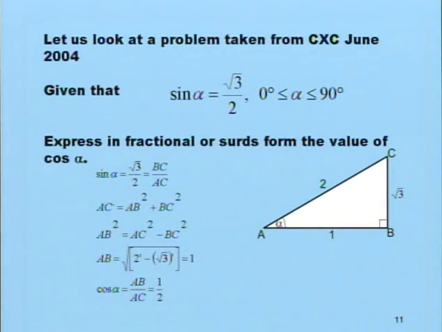So the side opposite alpha would be root 3. The hypotenuse would be 2. Applying Pythagoras, we will get AB as 1, and that's the calculation done there for you. So we will have then that cosine alpha is equal to adjacent over hypotenuse, which will work out to be 1 over 2.